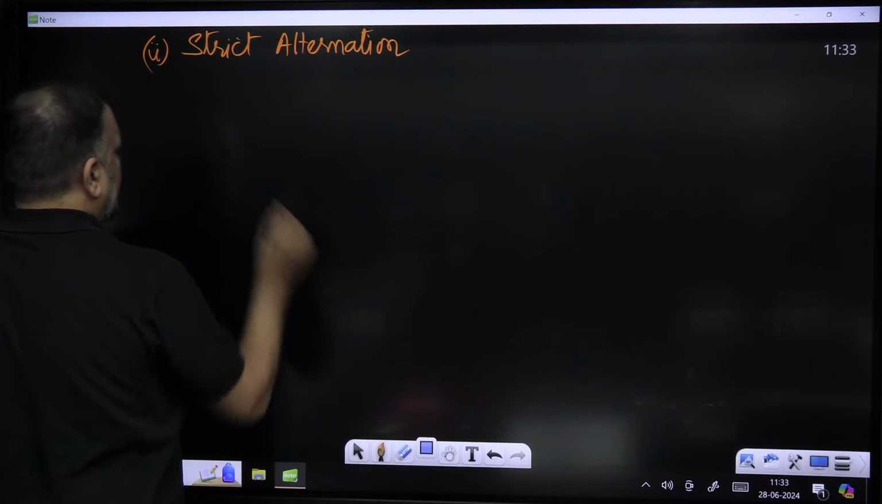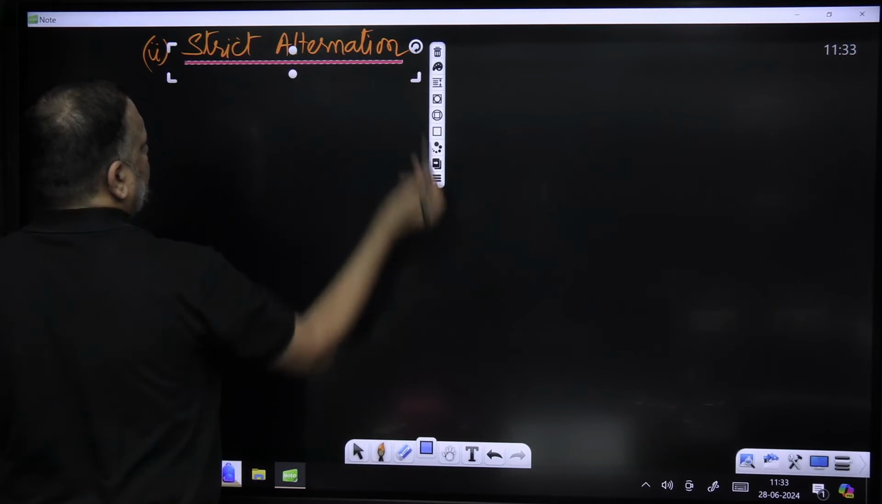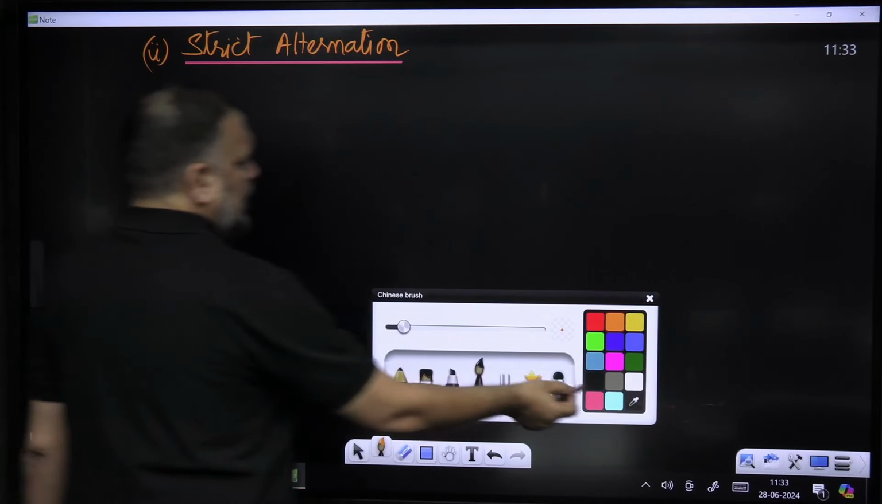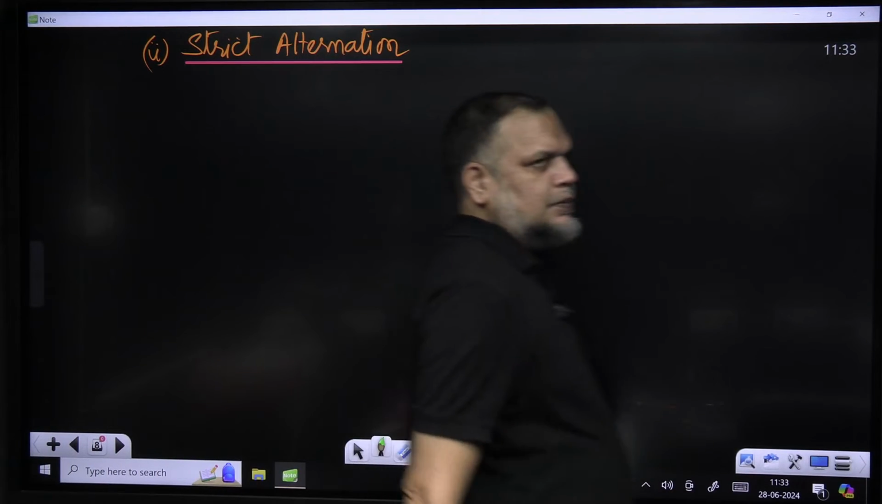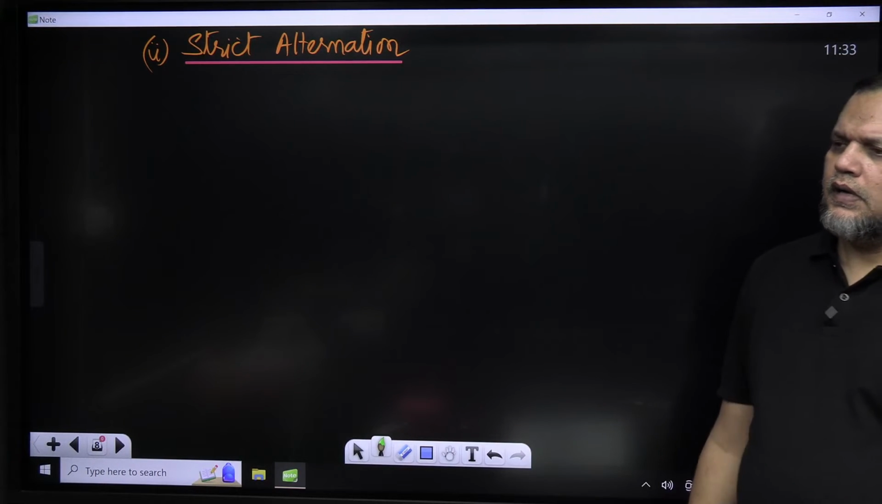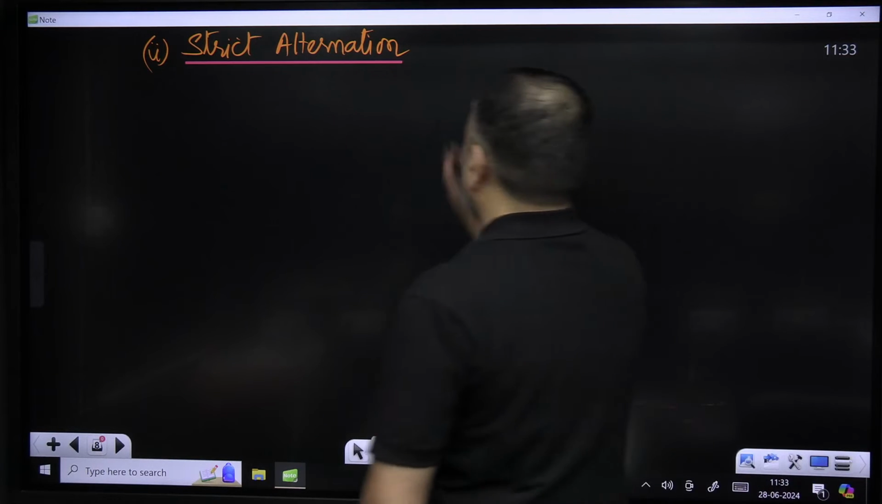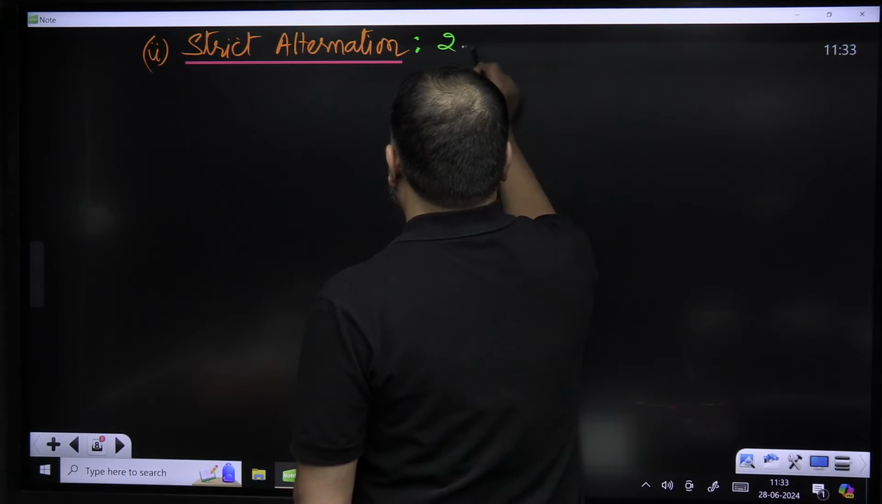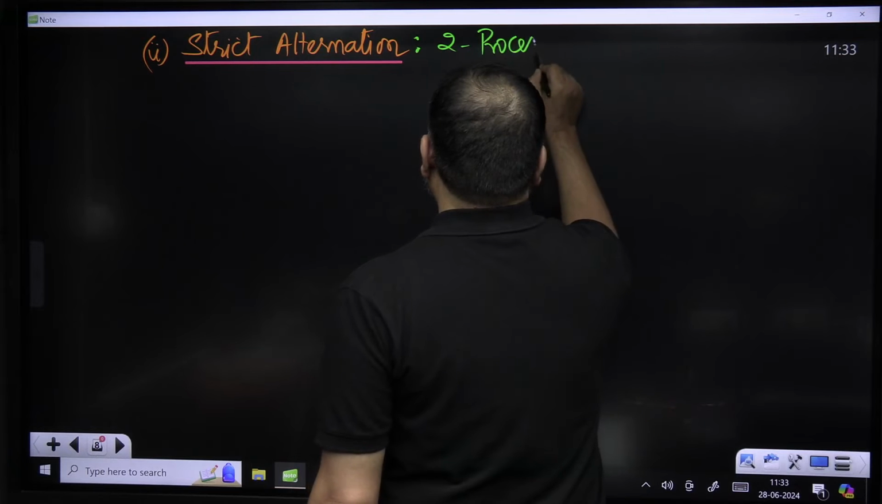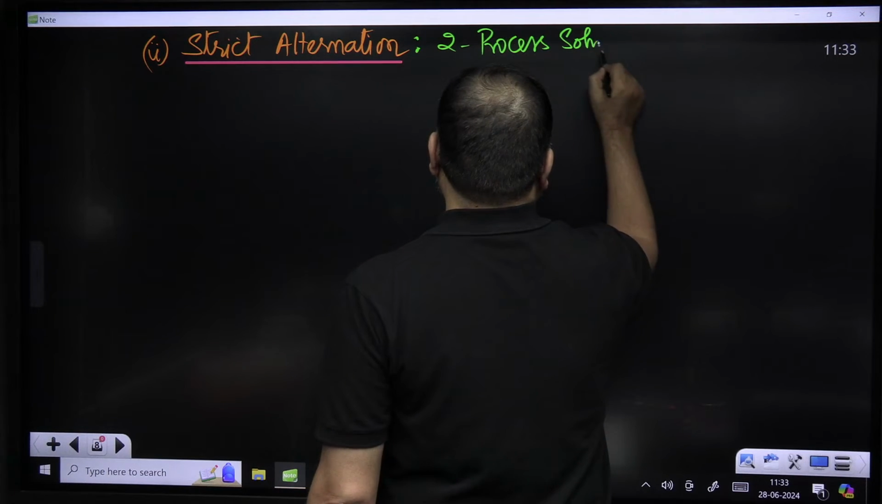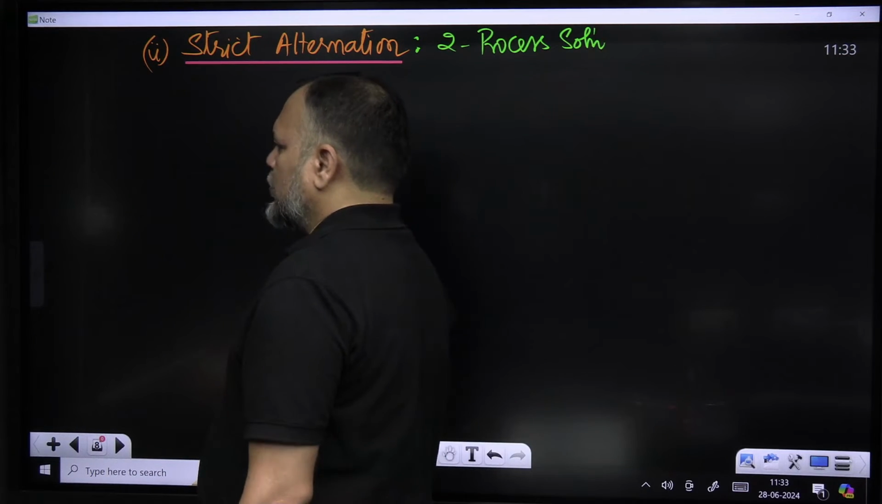Strict alternation. So as I mentioned earlier, this is also a software solution. ये भी एक software solution है, and this is limited to work with only two processes. So let me write here. These are two process solutions. Busy waiting है, but two process solution. It can work with only two processes.